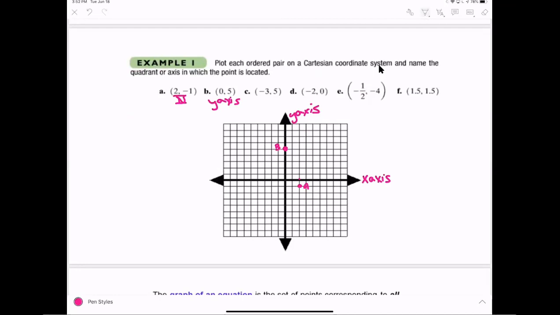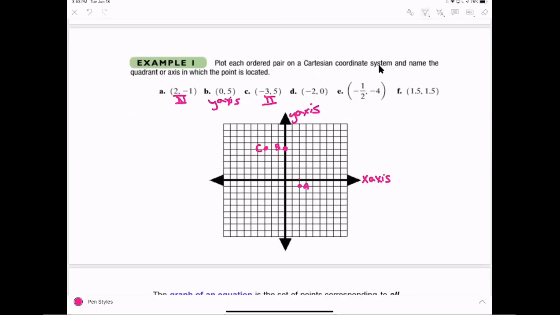The next example is (-3, 5). The x value is -3, which means we're going to go to the left 3. Our y value is a positive 5, which implies that we're going to go up. So we're going to go up 1, 2, 3, 4, 5. And then I'm going to label that as point C, which is in the second quadrant.